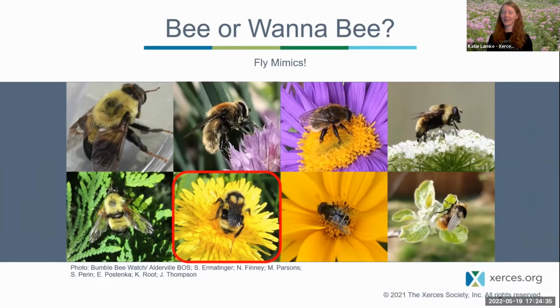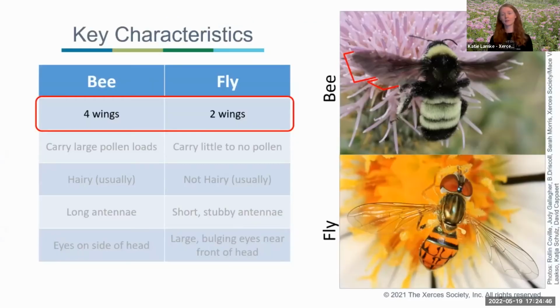You picked the dandelion, you're correct. So most of these other ones that we're looking at, all of the other ones are a type of fly. And they can look very, very similar to bumblebees. So the way that we tell those apart, bees will have 4 wings and flies will have 2 wings.